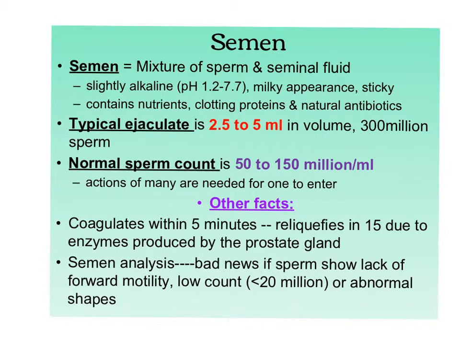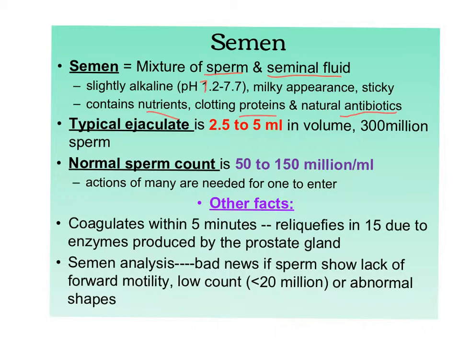And now you have semen, which is what is released during sexual arousal, a mixture of both sperm and seminal fluid. It is slightly alkaline or basic, so its pH, I believe this should say 7.2 to 7.7, which makes it basic or alkaline. You're not going to need to know that. It contains nutrients, clotting proteins, and some natural antibiotics. A typical ejaculate contains about 2.5 to 5 milliliters in volume. Highly doubt you'll need to know that.